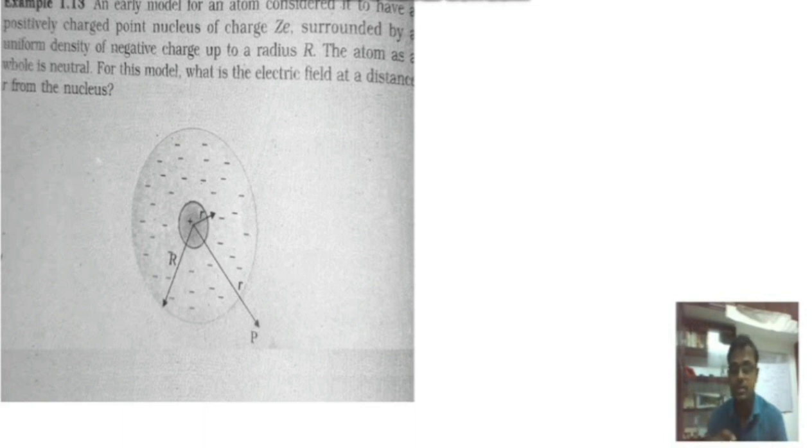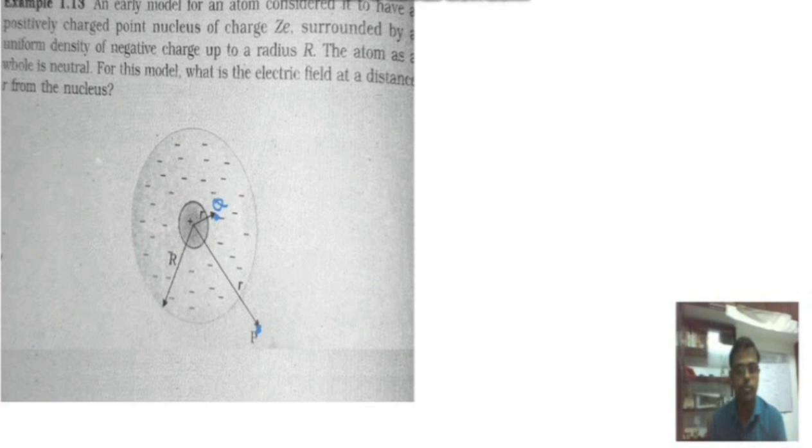So the question is asking, what is the electric field at a distance p? This is the first point, this is the distance p. Next you have to find it at a distance, say q here. And the atom has a radius capital R.